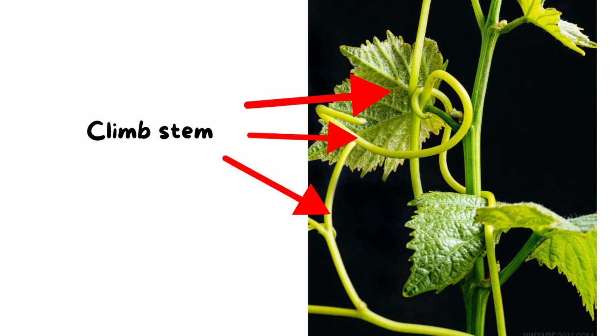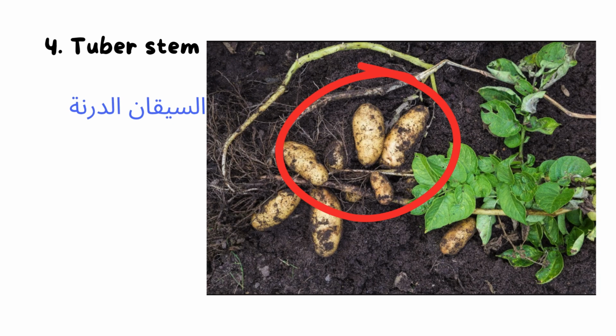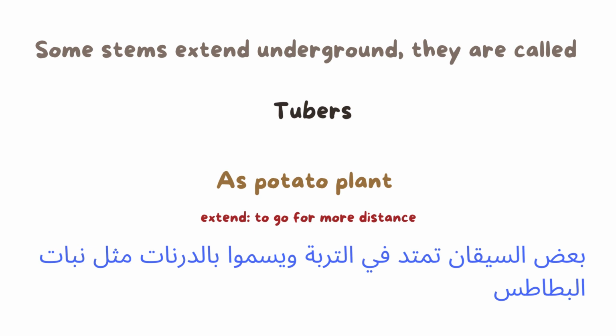So we have now form number 4, which is tuber stems, like what? The potato plant. The potato plant has some stems that extend underground, that are found underground. They are called tubers, okay? So here some stems extend underground, so they are called tubers, like the potato plant, okay.